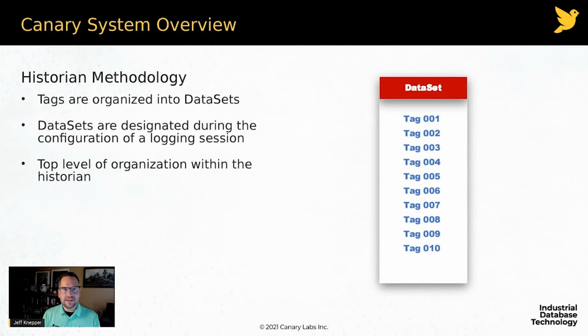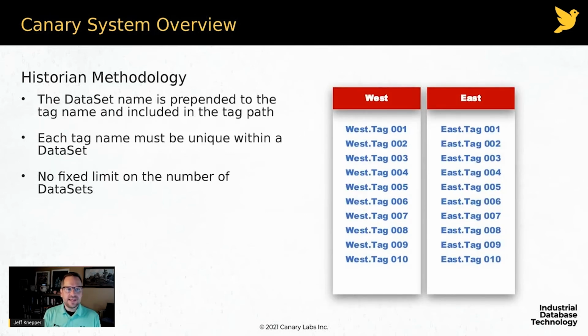Now, once a tag lives in a data set, it'll stay in that data set for its life. So the data set name for that tag, we actually pre-pend to the path of the tag. So if I have two data sets, one west, one east, it's maybe just how I've named them, my tag path is no longer tag 001. It's now west dot tag 001. The dot inside of a Canary tag name represents a parent-child relationship, or it represents structure within the tag itself. We don't place any type of fixed limits on the number of data sets that you can create. And so essentially you're creating multiple databases inside of your historian.